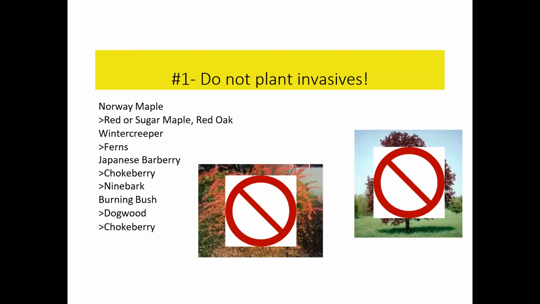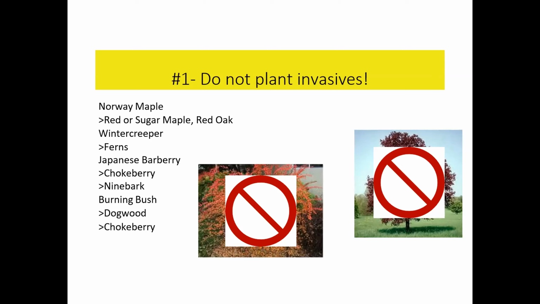So if you have the desire to have a tree similar to the Norway maple, go with some of our native species, red or sugar maple or red oak. You will get red leaves in the fall, but you will not get them year round. And that's the appeal of the Norway maple, especially the red variety. People like this cool looking tree with red leaves, but it is invasive. Winter creeper, which is a type of euonymus, is invasive. That is now regulated. A good replacement for that are ferns.